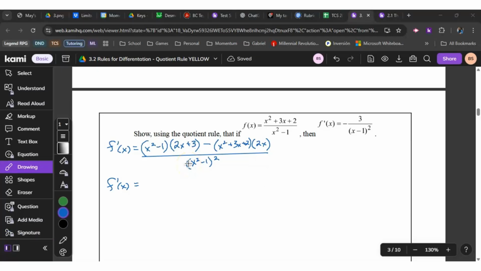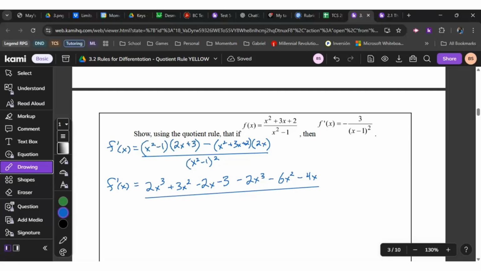Amelia's going to walk us through it. Okay. 2x plus 3. Perfect. 2x cubed plus 3x squared plus 3x squared minus 2x minus 2x minus 3. Next, minus 2x cubed plus 6x squared. Close. Minus 6x squared, minus 6x squared, minus 4x. There you go. Because we're distributing. The reason is I'm distributing the negative at the same time. I still don't understand.